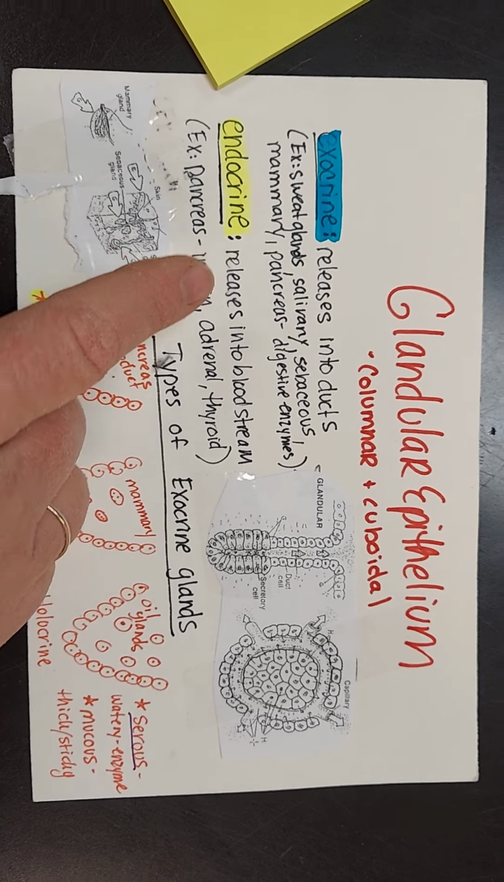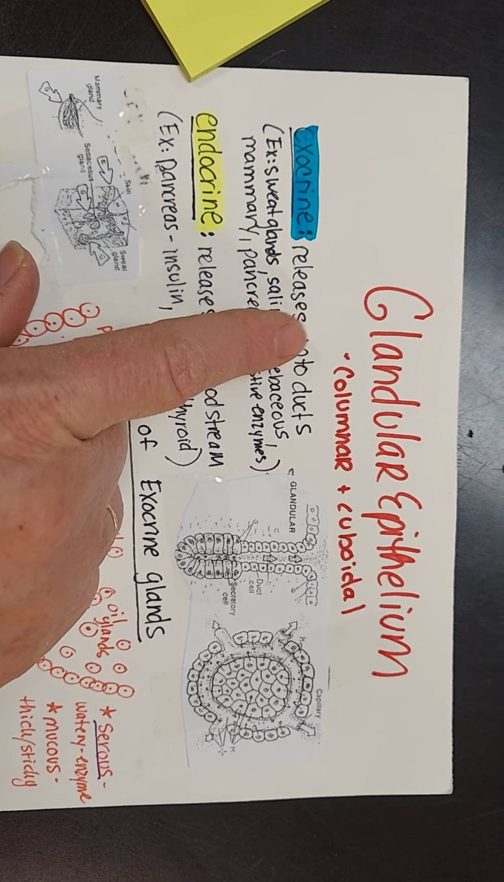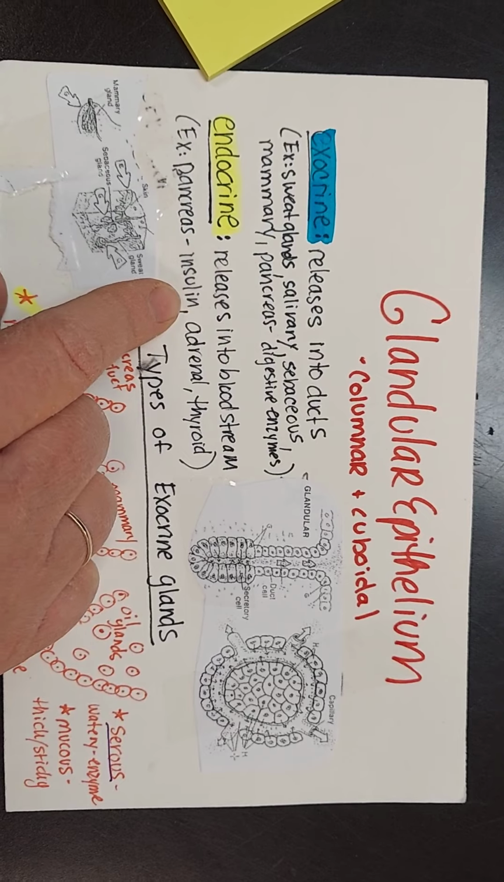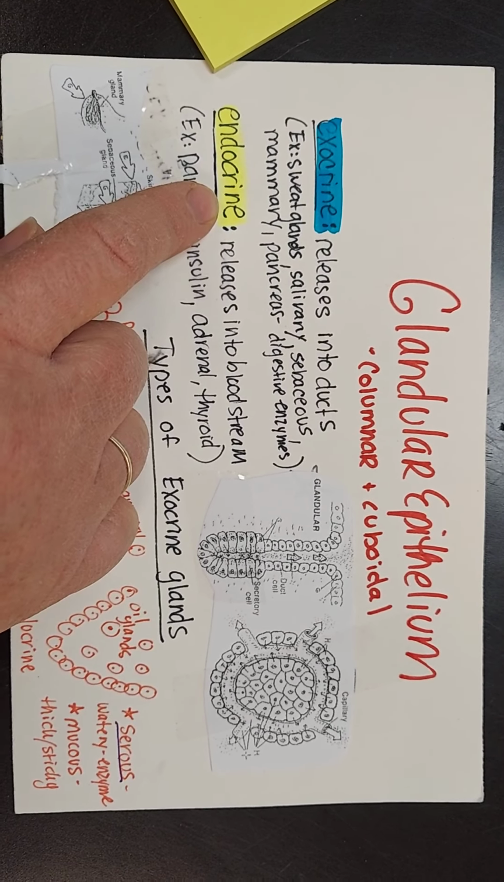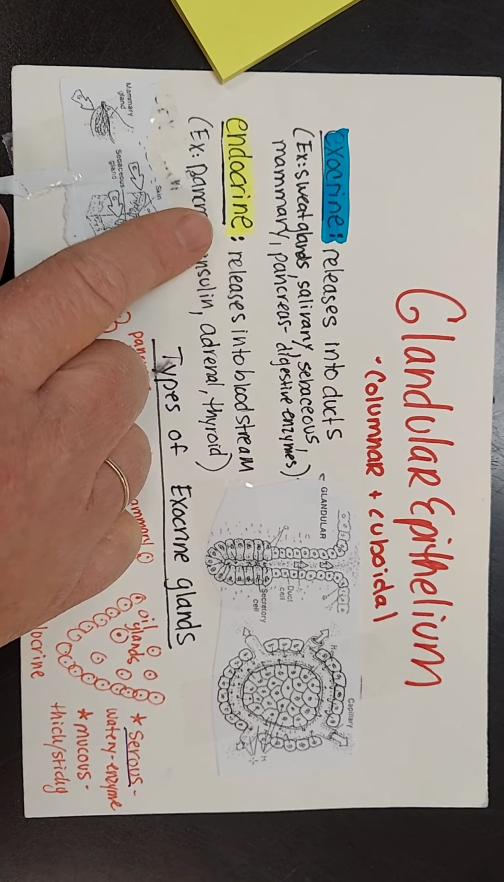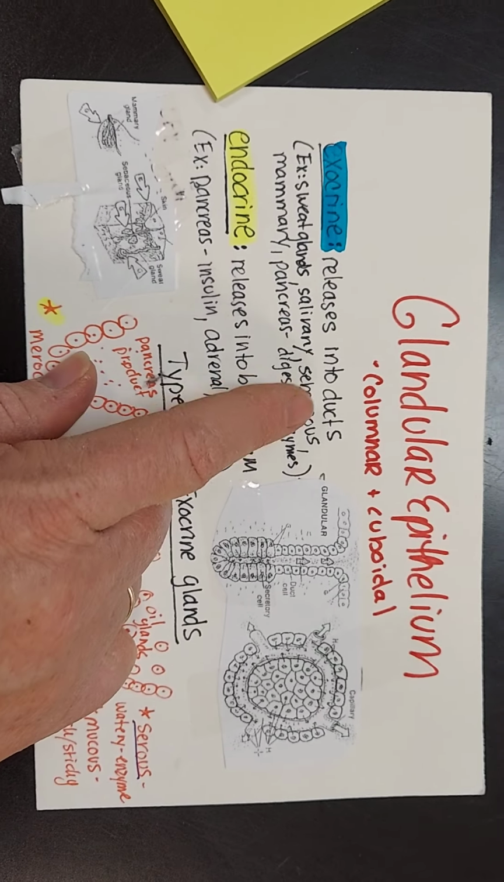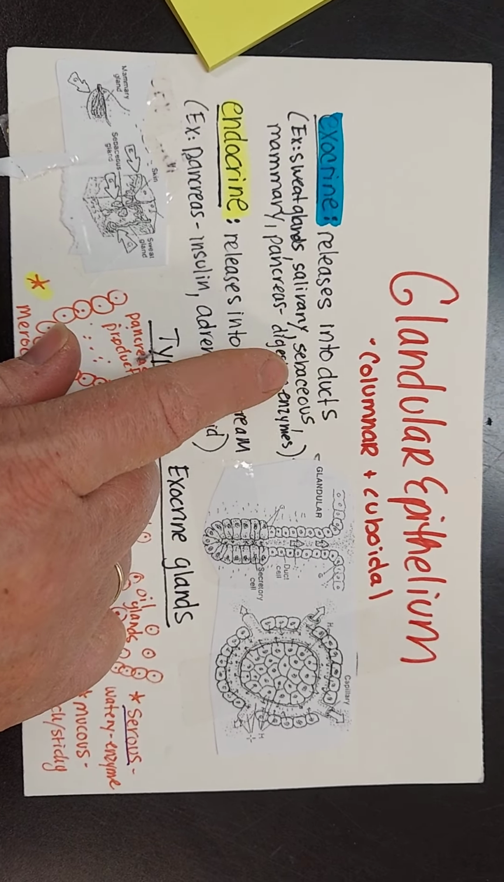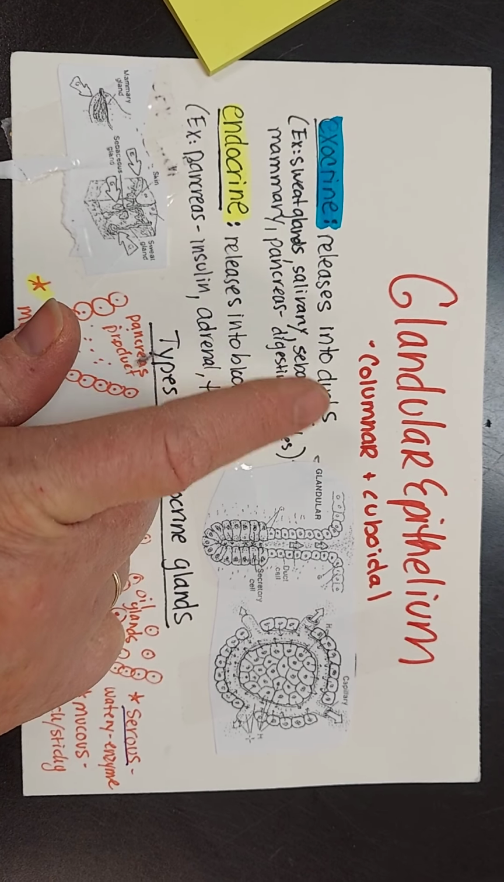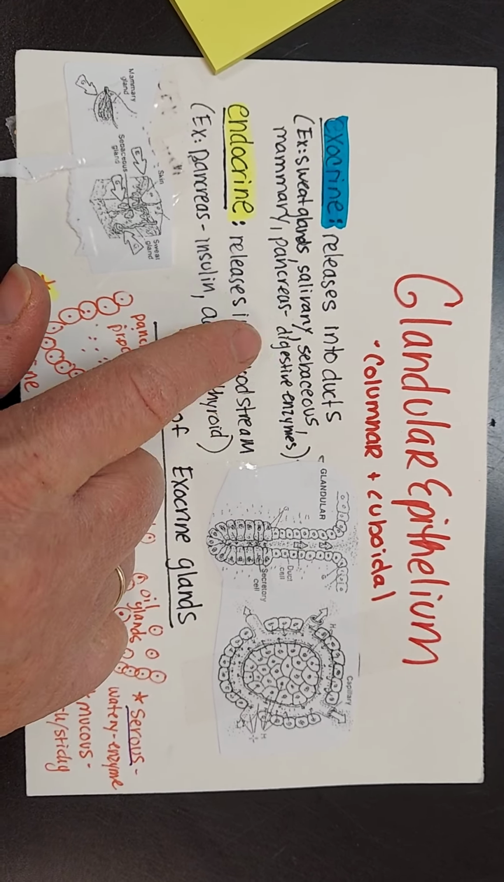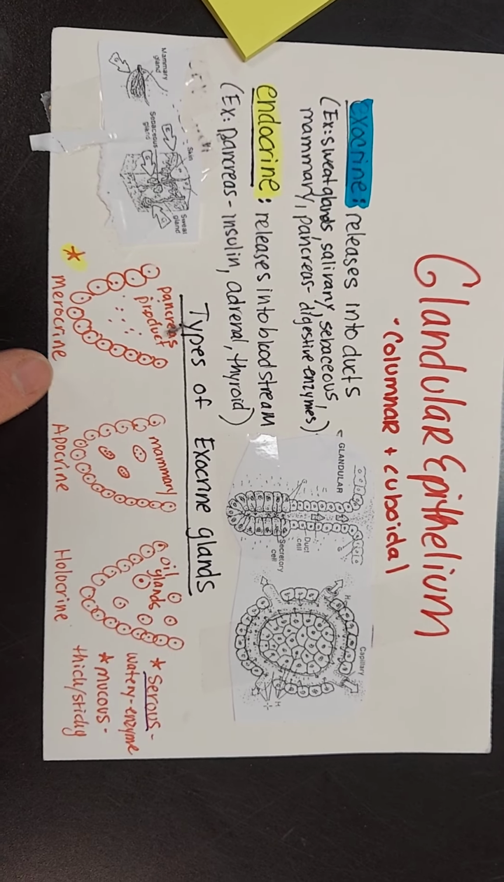Now, I want to make sure, we're talking here about the exocrine glands, not endocrine. So I wanted to define endocrine glands as your hormone that releases into the bloodstream. That's not these, okay? We're talking about secreting into a duct. So sweat glands, salivary glands, sebaceous glands, mammary glands, pancreas, digestive enzymes, all that stuff.